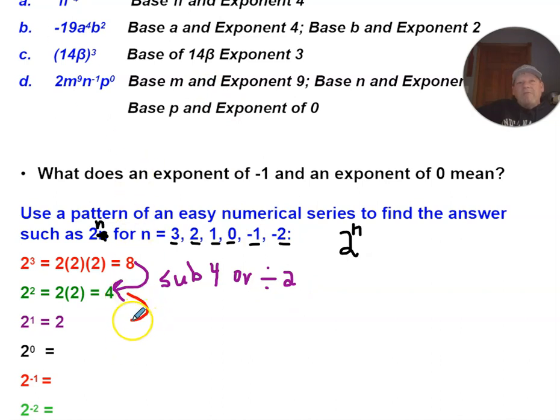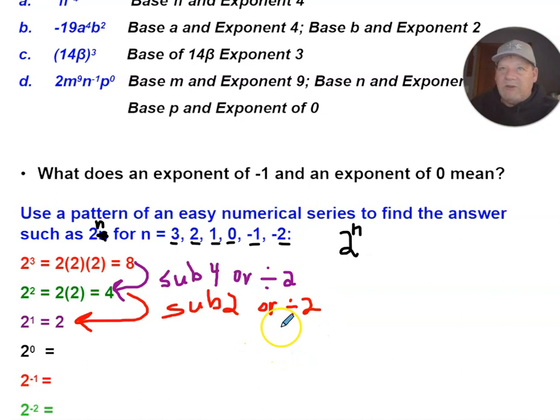So now let's go from 4 to 2. You either subtract 2 or divide by 2. We divided by 2 in both of them. Now let's see if we can get that same division by 2 in the next one.